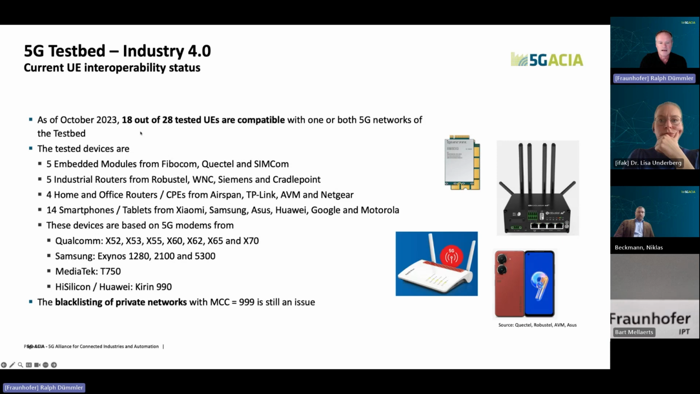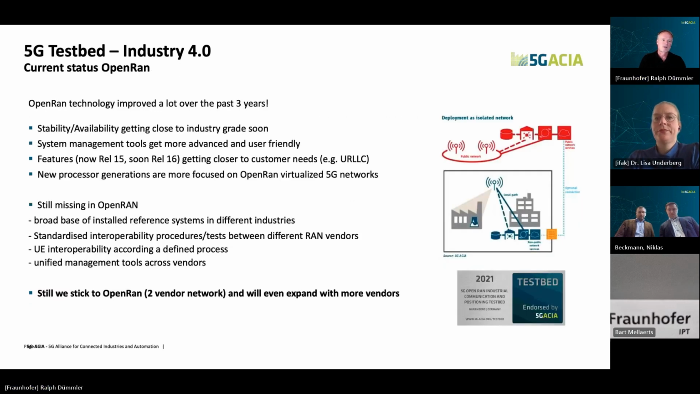And as you can see, 18 out of 28 that we have in our lab work without problems. This is the status of October, so maybe 1 or 2 have improved due to a newer software version. But still, it's not 100% sure that the device that you want to bring in does really work in your network. The current status of Open RAN now after 3 years is that the stability gets close to industry grade.